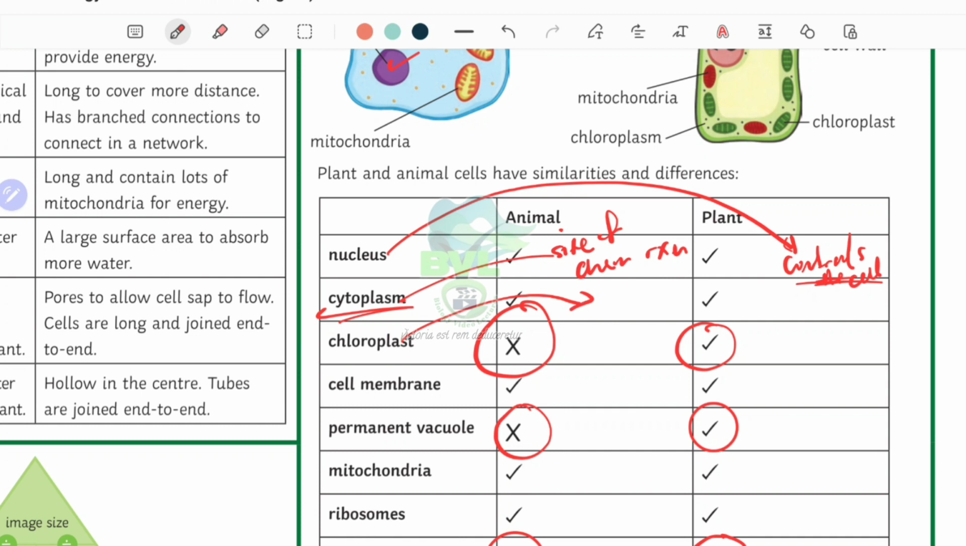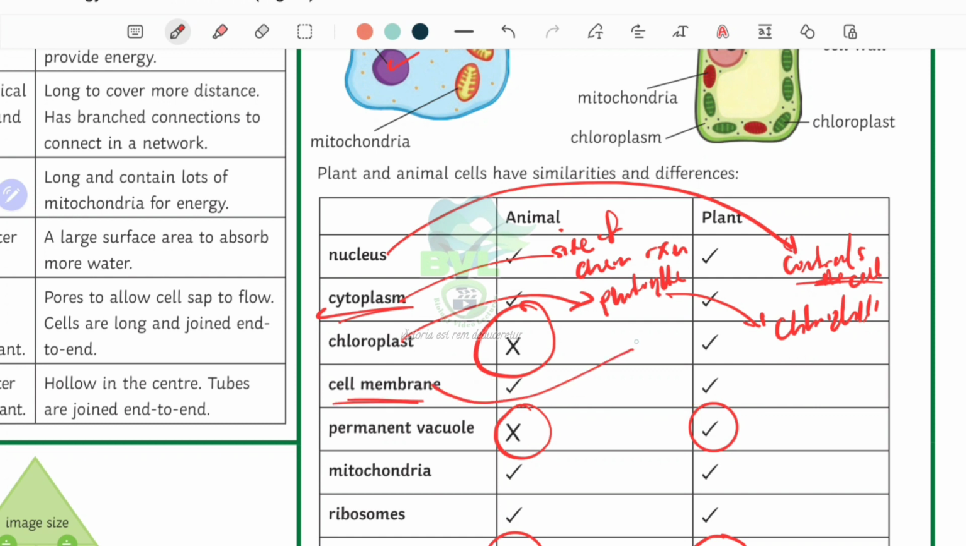The chloroplast is where we have photosynthesis. Why? Because it contains a pigment called chlorophyll. So chlorophyll is in chloroplast. Let me do that again. Chlorophyll is in chloroplast. Chlorophyll is just a pigment, while chloroplast is the actual structure. You should know that. Now, the next one on the list is the cell membrane.